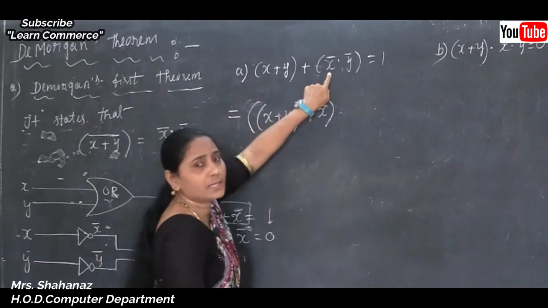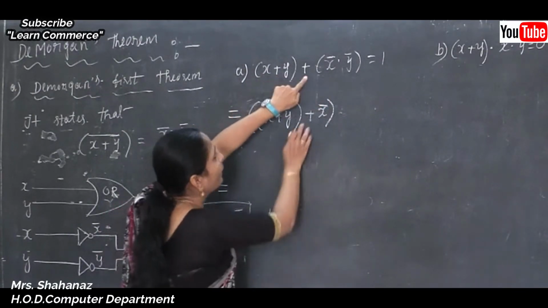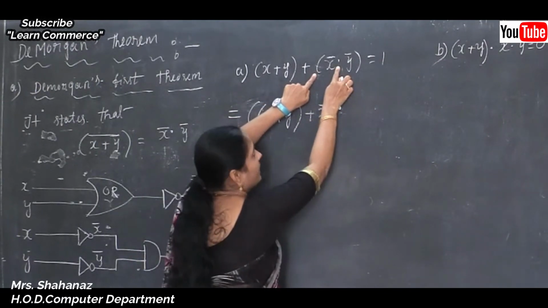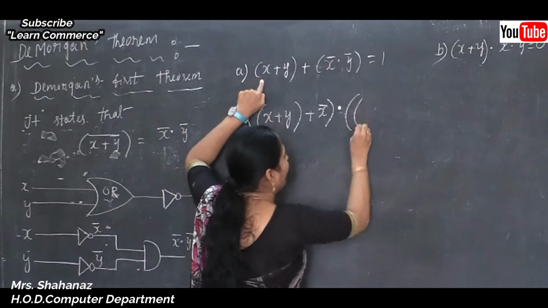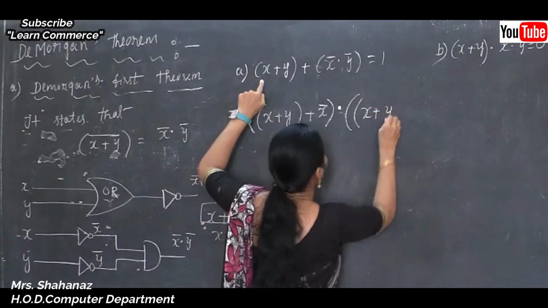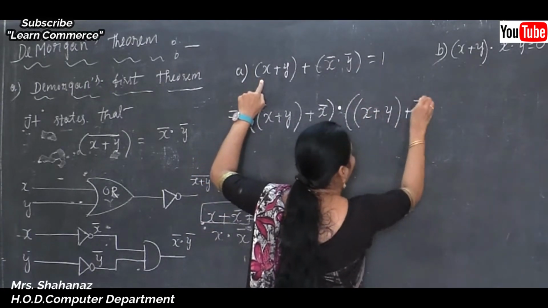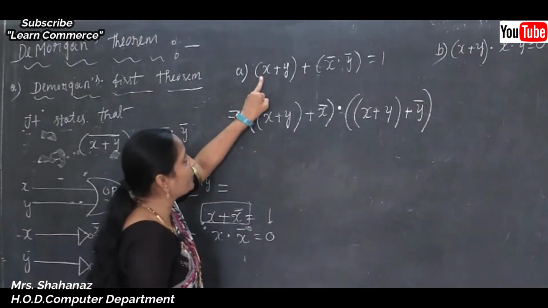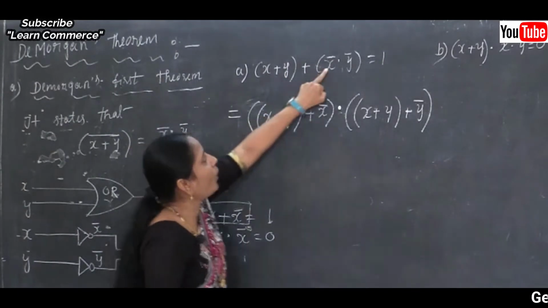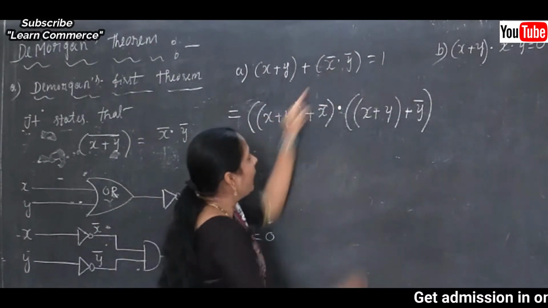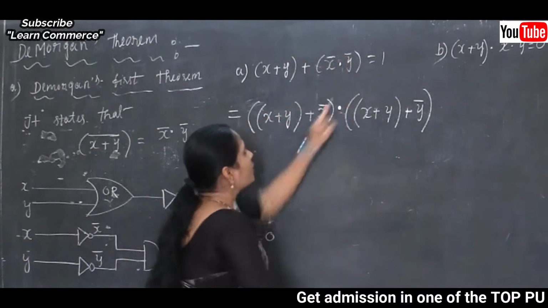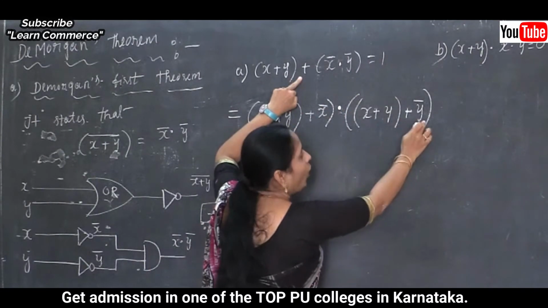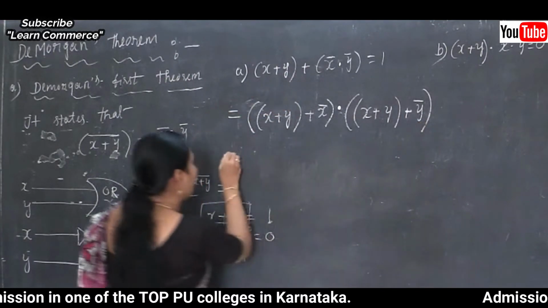complement of x, and the AND symbol is there, and next, again I am going to take x plus y plus complement of y. Clear this point here? How did I complete this line? See, x plus y plus complement of x, the AND symbol is there in between, and again next one, x plus y plus complement of y here.